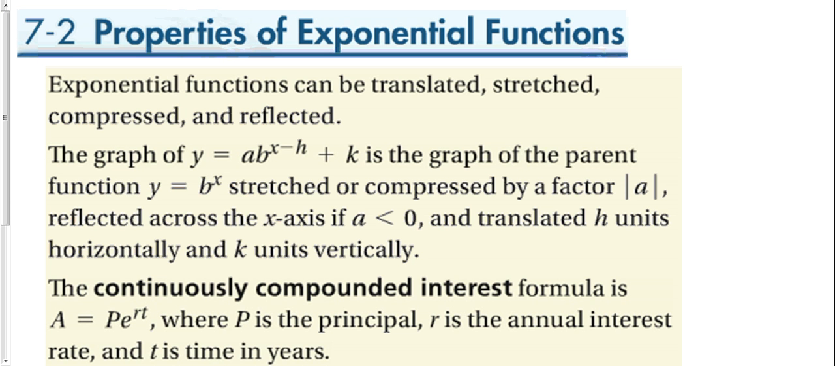So next, 7-2, we're talking about stretches, compressions, reflections, translations, and we know that each one of these in this equation right here do different things. The A is a stretch or compression, and if it's negative, it is a reflection. The H moves the function left or right. The K moves it up and down.